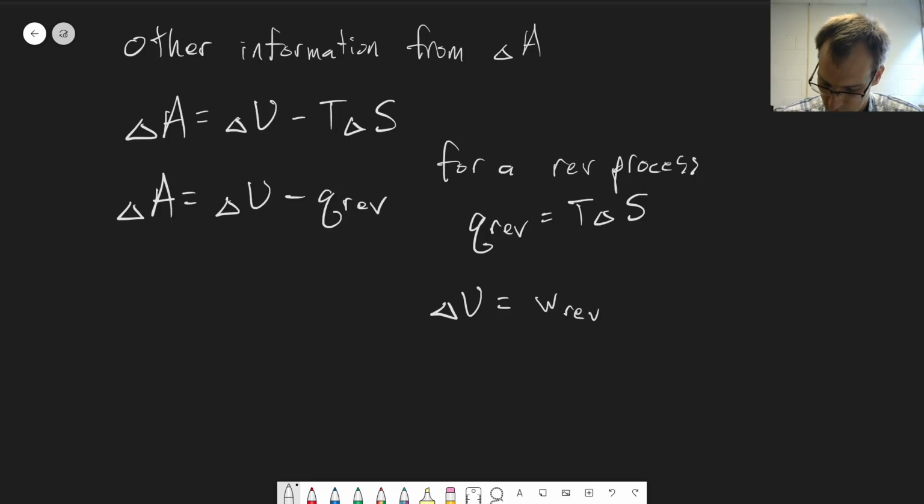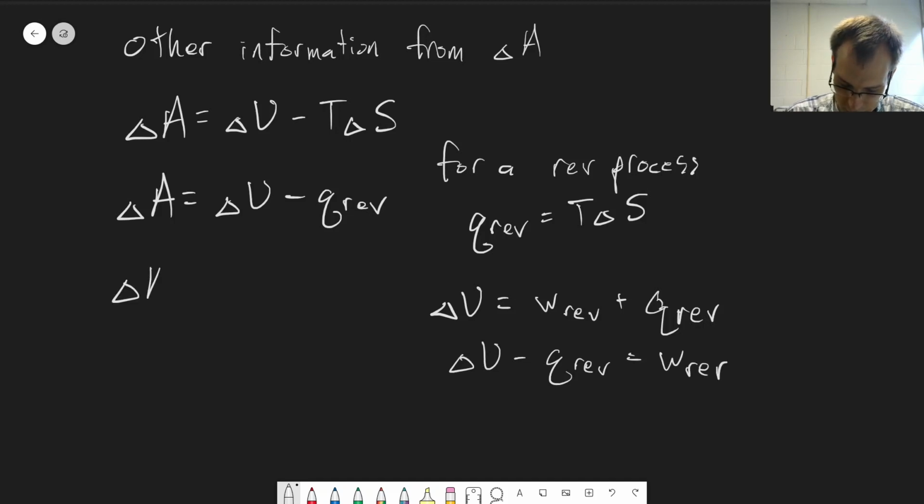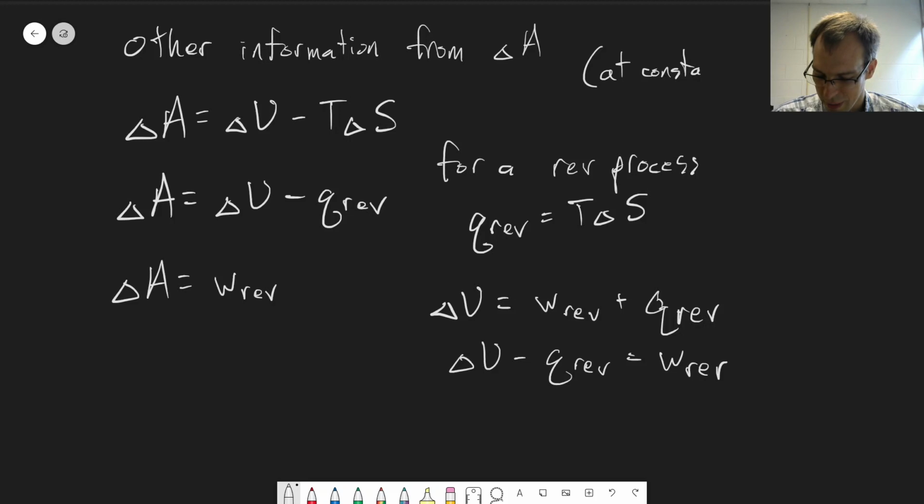W reversible plus Q reversible. That means that delta U minus Q reversible is equal to W reversible. So we can say that for a reversible process, delta A is equal to the reversible work. And again, I'll just reemphasize, this only applies at constant T and V. So this is not generally true, but if we have a constant volume process, this is true.